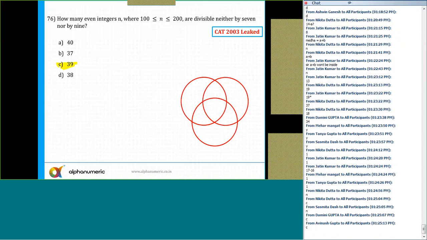Just see how. It says how many even integers n, where n lies in the range 100 to 200, are divisible neither by 7 nor by 9. So I'll say number of numbers which are multiples of 2, of 7, and of 9. So how many even integers are divisible neither by 7 nor by 9? It has to be even, so I'm talking about the numbers in this range.